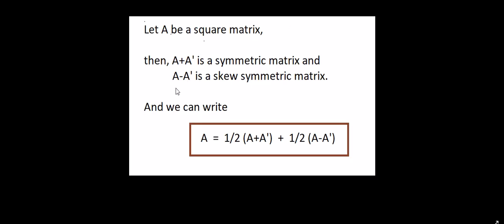So guys, we can write if A is a square matrix, then A plus A transpose is a symmetric matrix, and A minus A transpose is a skew symmetric matrix. So guys, what is a symmetric matrix? A matrix whose transpose is the same as the original matrix is a symmetric matrix. And if the transpose is the negative of the original matrix, then it is a skew symmetric matrix. And further, we can write A as a sum of its symmetric and skew symmetric matrix.